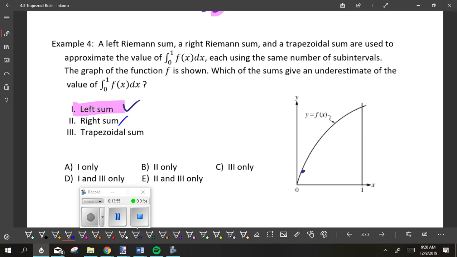Right sum is none. Trapezoidal sum. Draw 2 lines and then connect them. It gets kind of hard if you draw them close together. If I draw them maybe a little bit further apart, you can see, is it going to be an over or under approximation? Under like we thought. Because it's a trapezoid and I'm concave down, it's going to get me an under approximation. So which one do I want? 1 and 3.